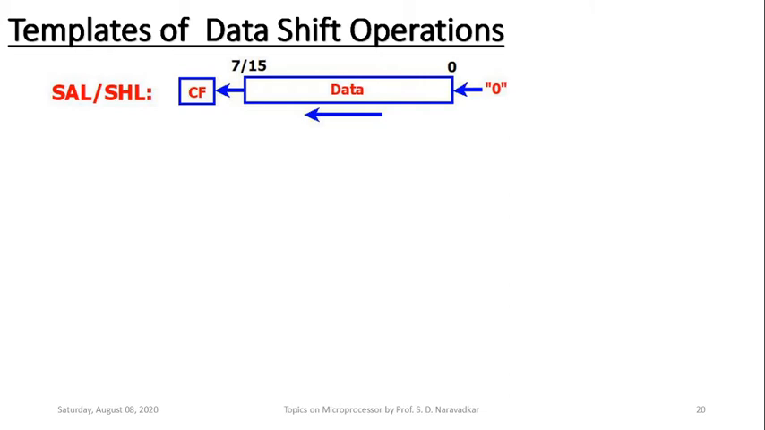You can observe that data is either 8-bit or 16-bit. The direction of data shift is clearly shown by the arrow. Once bits are shifted towards left, either arithmetically or logically, whatever vacancies are created on the extreme right LSB position will be filled by zeros. And whatever bits are coming out of the left, that is the MSB, bit number 7 or bit number 15, will be successively copied to the carry flag here.